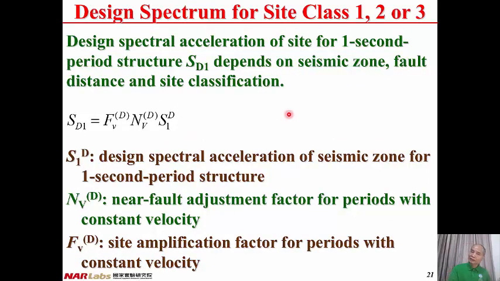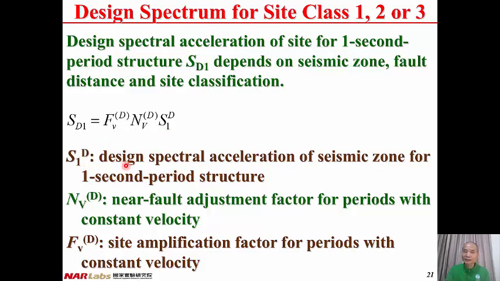Similarly, there's another one for the second parameter of the design response spectrum. It is the design spectral acceleration of the site for 1 second period structure. And 1 second is used to represent the medium to long period, and it depends on the seismic zone, fault distance, and site classification. Therefore, SD1 is the product of three parameters: S1D, NVD, and FVD.